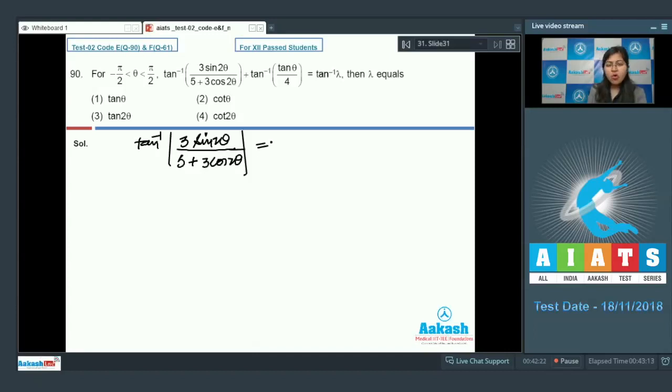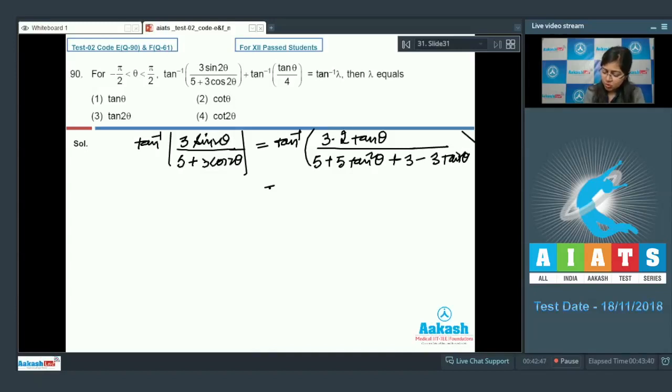Converting sine 2 theta and cos 2 theta in terms of tan theta, we will get it equal to tan inverse of 3 times 2 times tan theta, multiplying by 1 plus tan square theta. Here we will get 5 plus 5 times tan square theta plus 3 into 1 minus tan square theta, that is 3 minus 3 times tan square theta. So solving this, it will be equal to tan inverse 3 into tan theta upon 4 plus tan square theta, right?